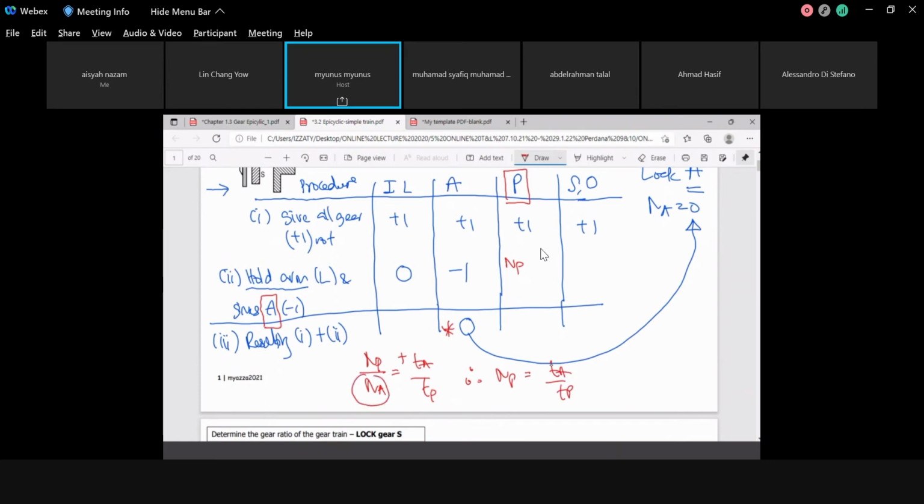But remember, this NA is what you've been given to the gear. Sorry, it's supposed to be E only. You give ZAP, isn't it? So this one is NA, correct? But you give negative one. Isn't it? Yes or no? This one is positive. Yes, so it's becoming negative TA by TP. So this one is NP equal to negative TA by TP.